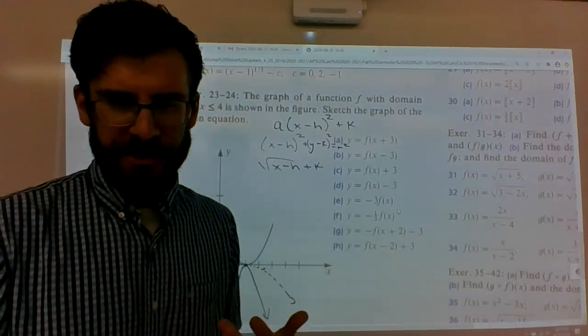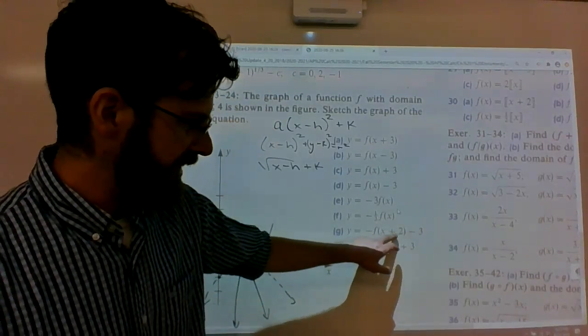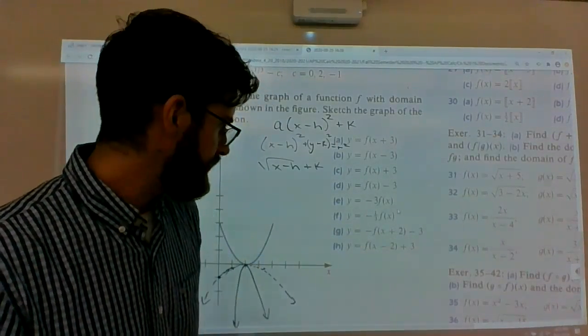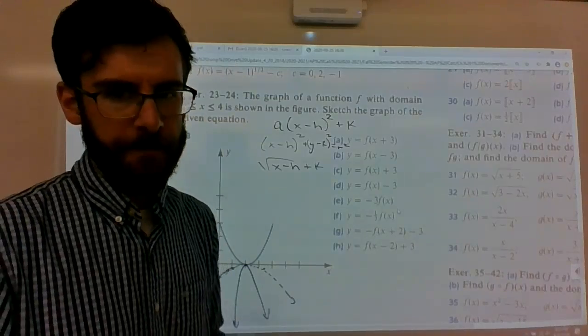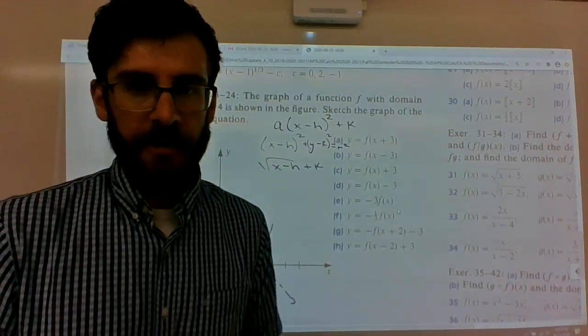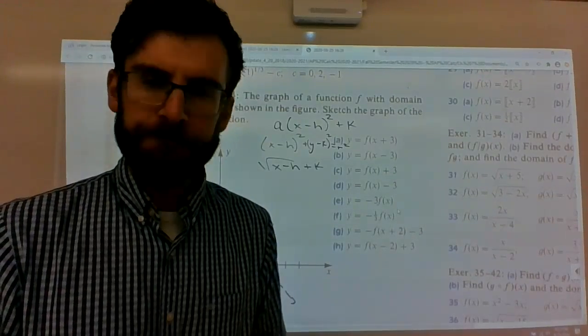And then you can mix and match a few things. This one will shift it left 2, down 3, and flip it over the x-axis. But I'll leave G and H for class if you really want an explanation for it. So, yeah.